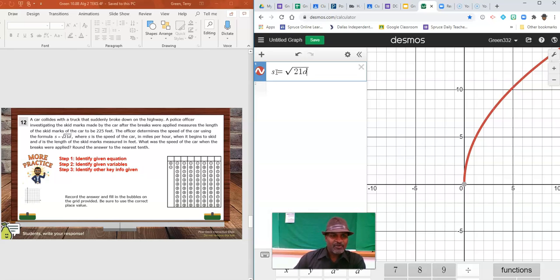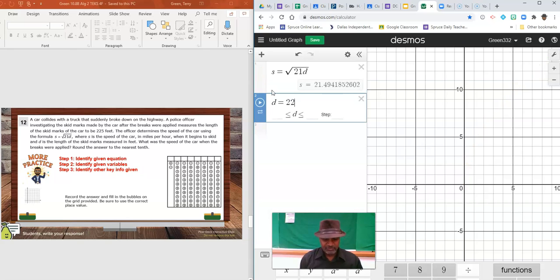S is the speed of the car in miles per hour when it begins to skid, and D is the length of the skid marks measured in feet. So what is the speed of the car when the brakes are applied? I know it's misspelled. Round the answer to the nearest tenth. So we know that the skid marks is 225 feet. That is D. D is the length of the skid marks measured in feet. So what if we let D be equal to 225?